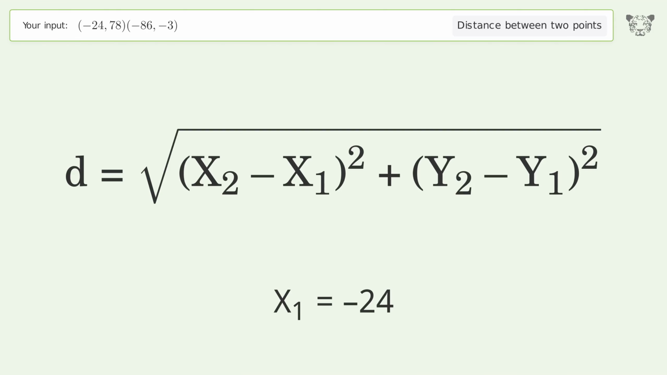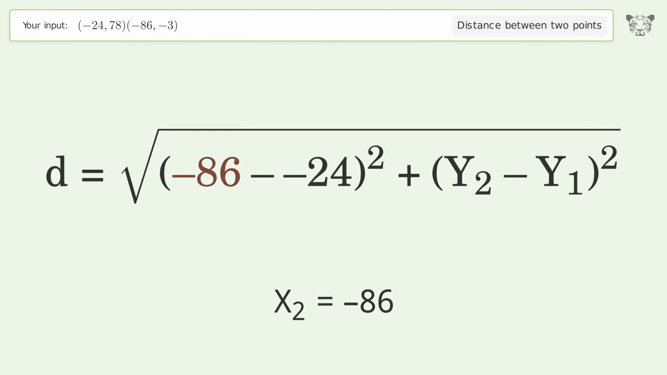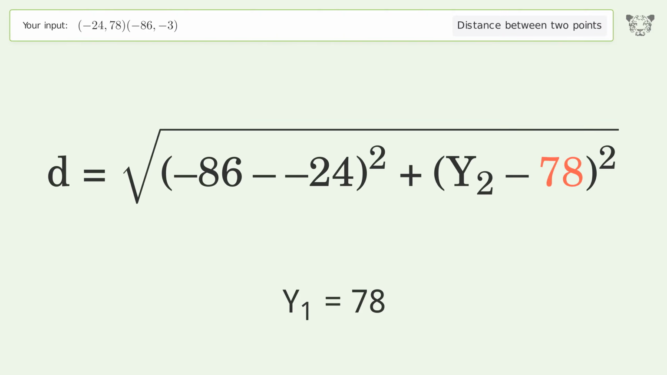x1 equals -24. x2 equals -86. y1 equals 78. y2 equals -3.